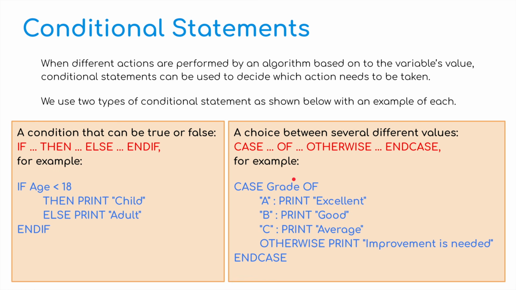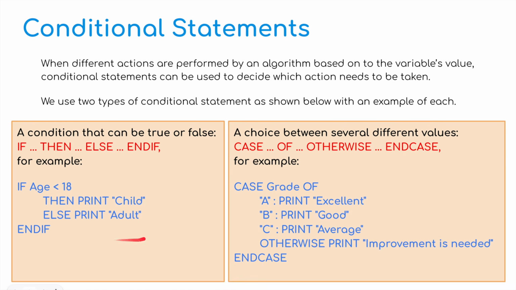Nice and simple. And for the case statement, again, case of, otherwise, end case, we're going to be filling in the gaps between these words here. Case variable grade of any of these 3. A, print excellent. B, print good. C, print average. Otherwise, give me an alternative, print improvement is needed, and end the case. So we've got a nice little program there that gives us 4 different choices.